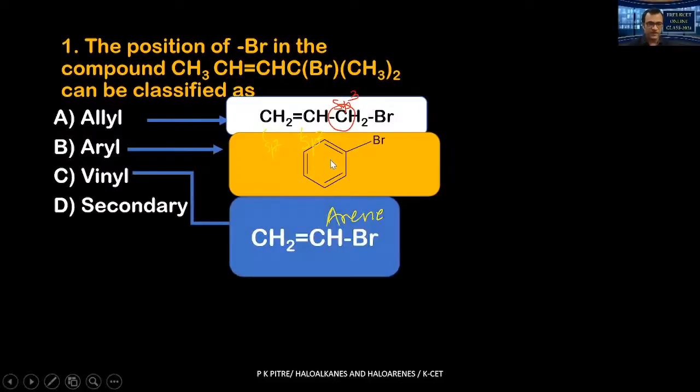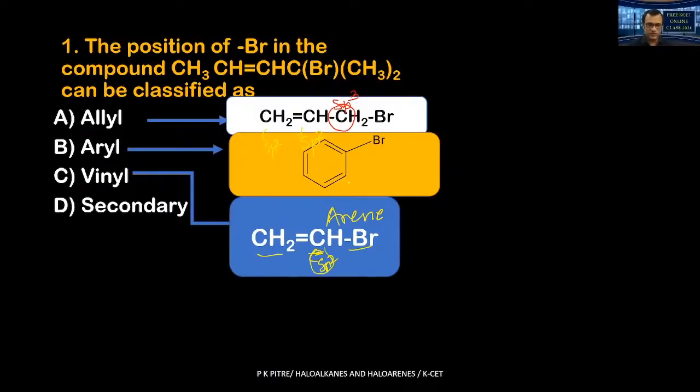What should be our vinyl group? The vinyl group is one where the carbon atom is sp2, the halogen is directly connected to that, and this is directly connected to another sp2 hybridized carbon atom. This group is called vinyl.